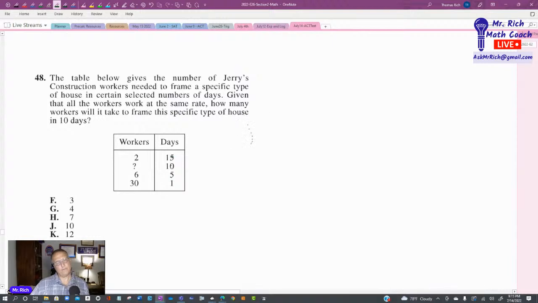Okay, so I think I'm going to set up a proportion. I'm going to go 15 is to 10 as 2 is to x. I don't like that. Let's see. Given that all the workers work at the same rate, how many workers will it take to frame this specific type of house in 10 days? Okay, so would it be 15 to 10 to the x, 20, 15x equals 20. That doesn't make any sense.